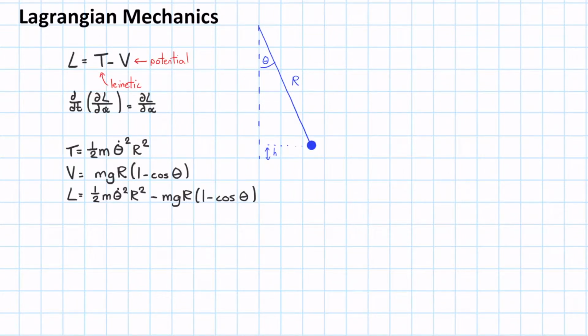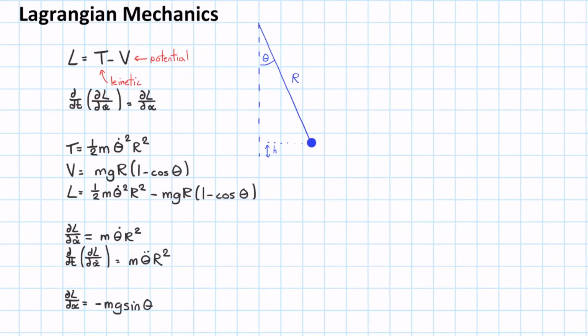Now we can apply the Euler-Lagrange equations themselves. First we write down dL by dx dot, and note that this is a partial derivative. So dL by dx dot is equal to m theta dot r squared. So d by dt of dL by dx dot is simply m theta double dot r squared. Next, we can say what dL by dx is, and again, this is a partial derivative. dL by dx equals minus mg sine theta. You just have to be quite careful with the minus signs here.